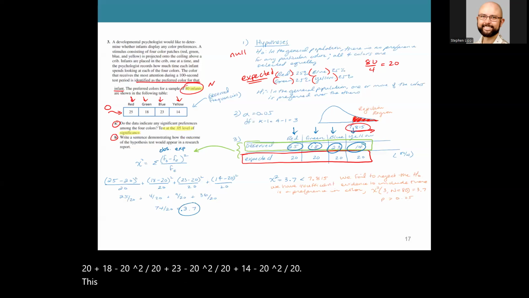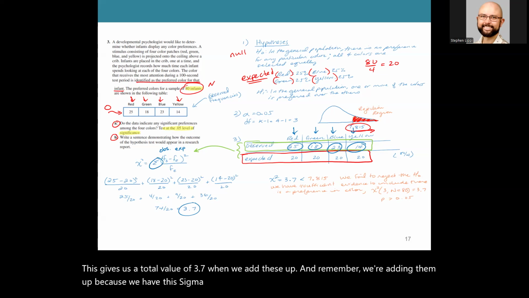This gives us a total value of 3.7 when we add these up. And remember, we're adding them up because we have this sigma notation right outside of this. And anything that follows that sigma notation is what we're adding up together.